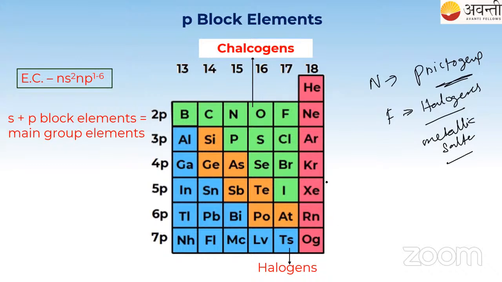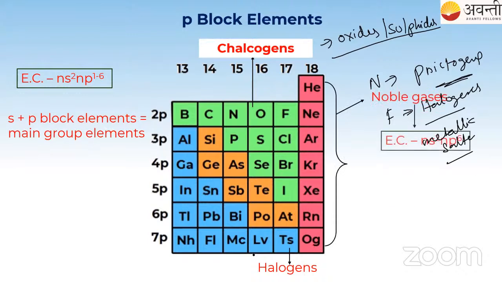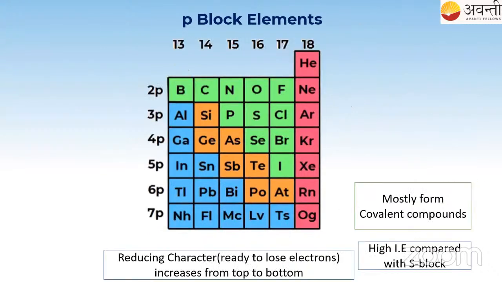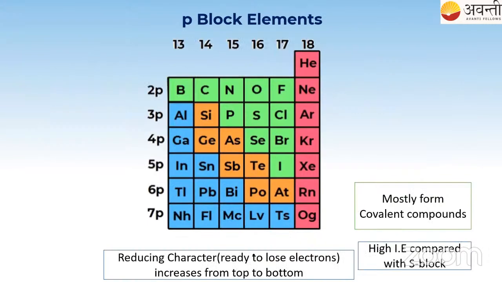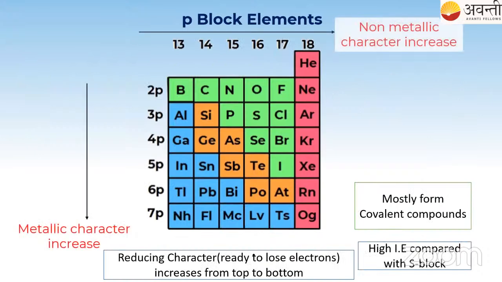Oxygen family is chalcogens because their ores always exist together in the form of oxides and sulfides. So that's why we call them this. Okay? They are always here. And usually they are non-metals and their reactivity is less compared.